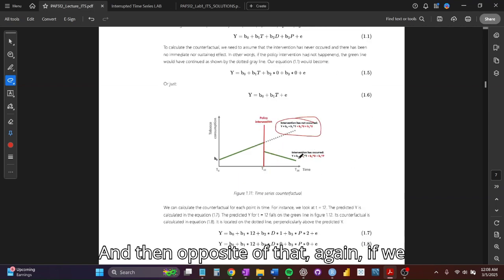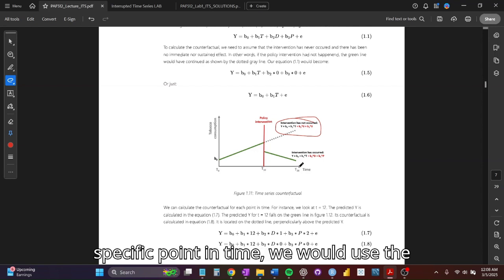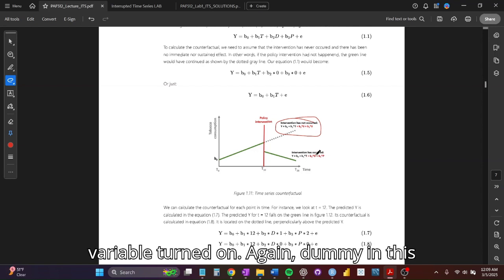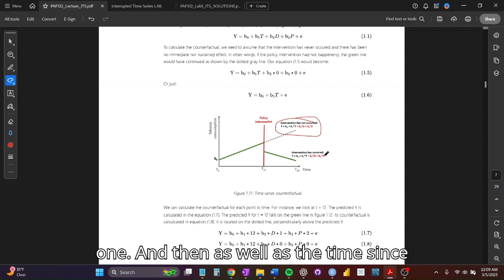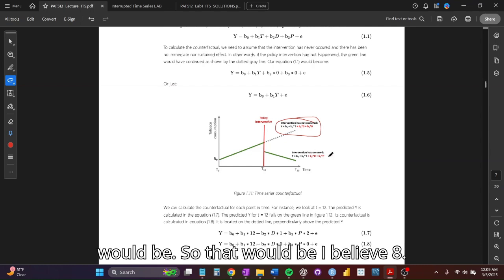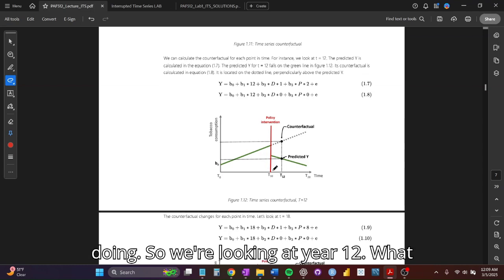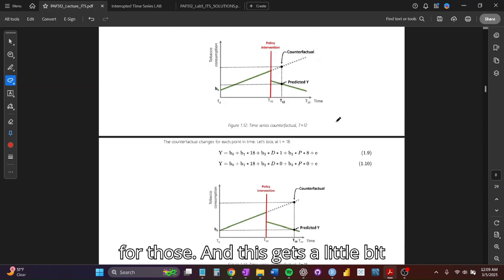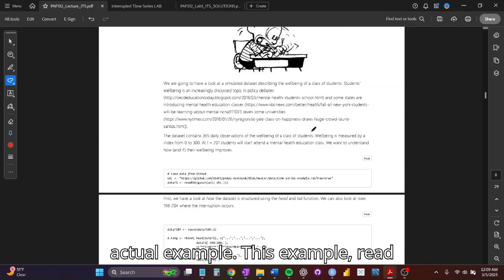And then opposite of that again, if we wanted to find the predicted value at a specific point in time, we would use the time, let's call it 18, as well as the dummy variable turned on. Again, dummy in this circumstance is going to be the treatment variable, so we turn that on, so that's 1. And then as well as the time since, we would have to do the math on what that would be. So that would be, I believe, 8. And down here, that's exactly what we're doing. So we're looking at year 12. What is our counterfactual? We have our predicted value, and we have the equations for those. And this gets a little bit more clarified as we move on to this actual example.